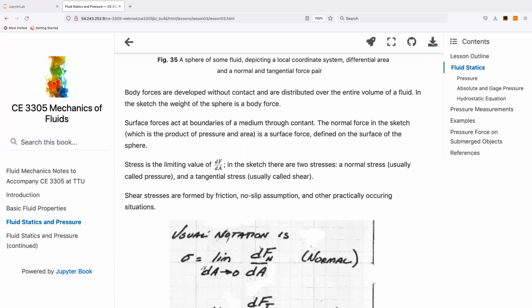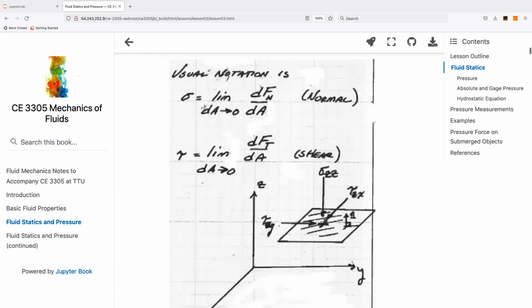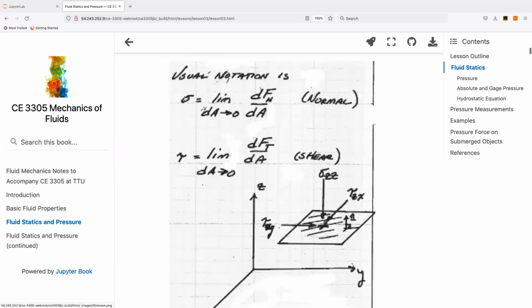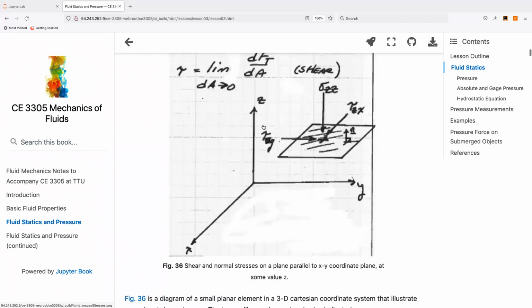If it's the tangential force, the F sub tau, the type of stress it is a shear stress. Tangential stress will work, but shear is what I'm looking for. So our usual notation is sigma is the limit as the area vanishes of the normal force divided by area, and tau, the shear, is the limit as the area vanishes of the tangential force divided by the area.